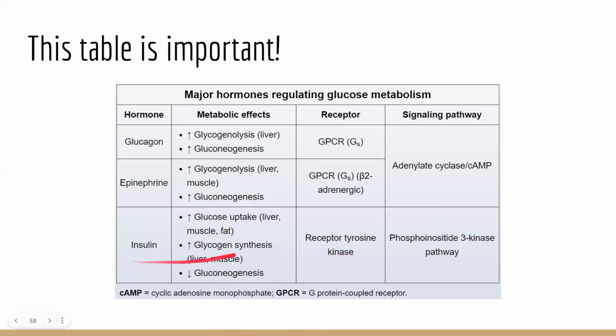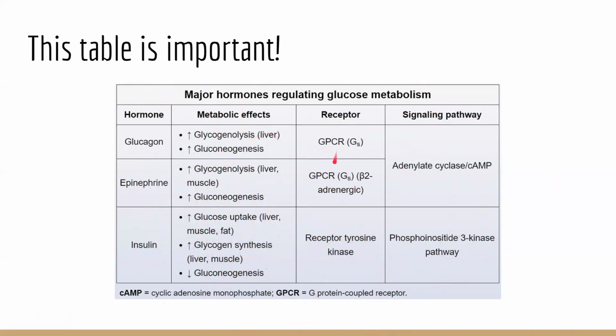The receptor for insulin, again, is tyrosine kinase, okay? And the signaling pathway is the PI3K or phosphoinositide 3 kinase pathway. Please go over this table really well. Make sure you remember all of this stuff. Most of this you can understand, like this whole column, if you understood the previous material.